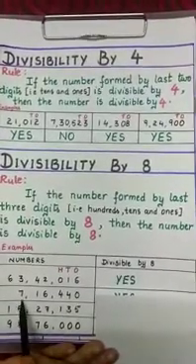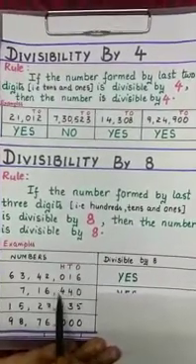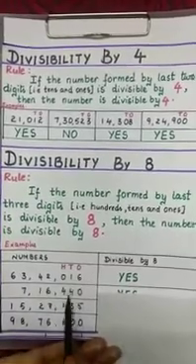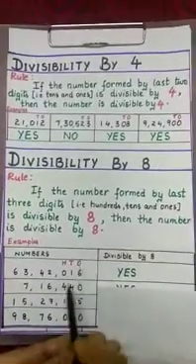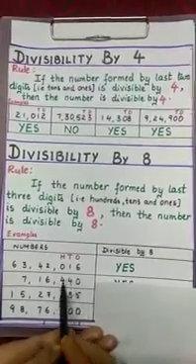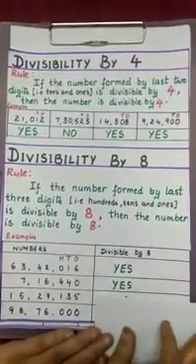Next one, 7,16,440. Now tell me what is the number formed by the last three digits here? 440. 55 eights are 440. Means 440 is divisible by 8. Hence this number is divisible by 8.